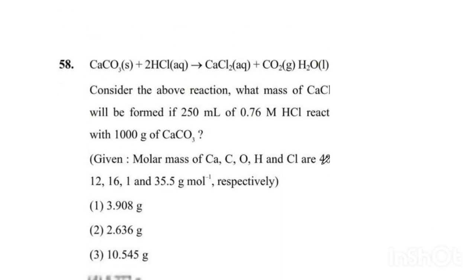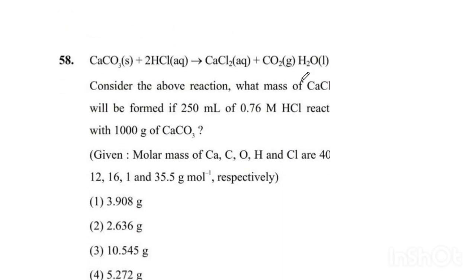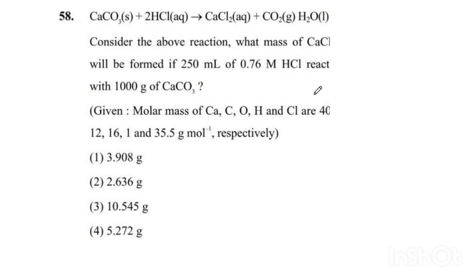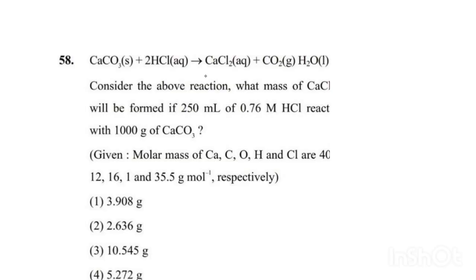Now let's go to the next question. Calcium carbonate plus 2HCl gives CaCl2 plus CO2 plus water. Consider the above reaction. What mass of CaCl2 will be formed if 250 ml of 0.76 M HCl reacts with 1000 gram of calcium carbonate? It's a very easy question. We have to compare. I'm writing it here itself. We are given 1000 gram. HCl is in molarity. We have to calculate the weight of CaCl2 formed.